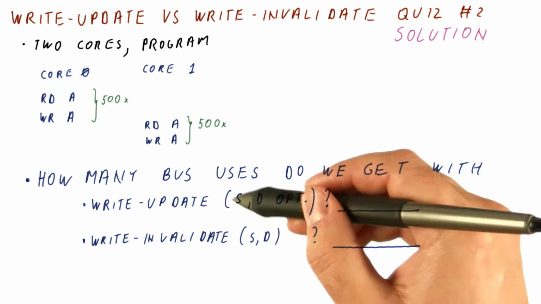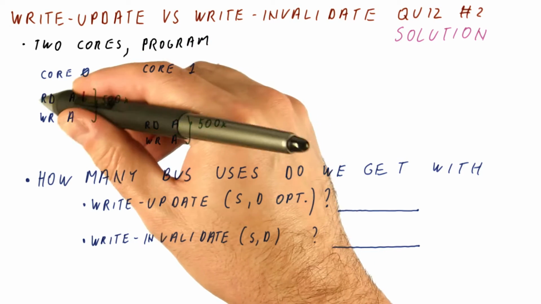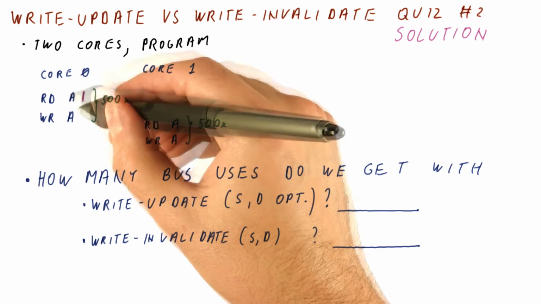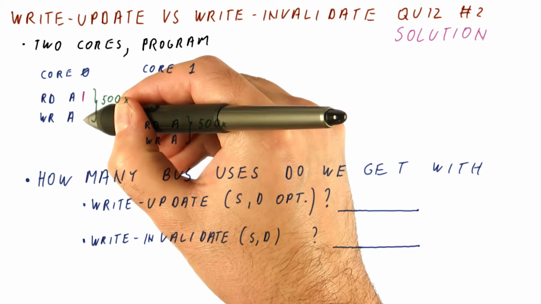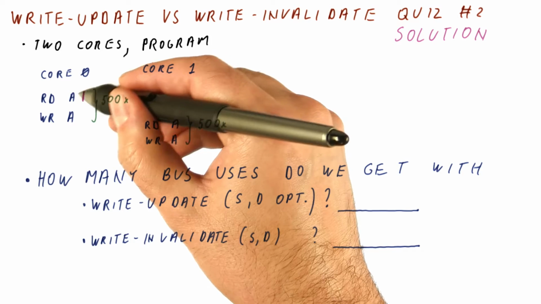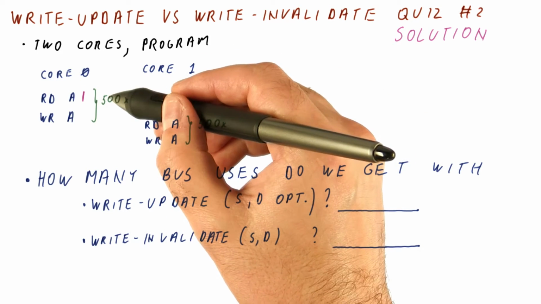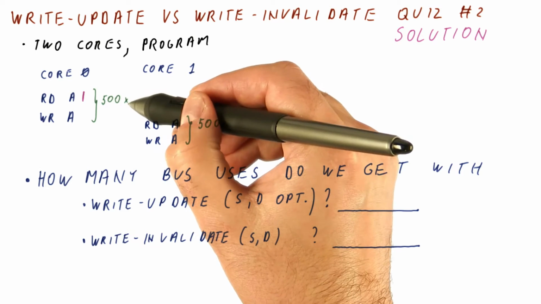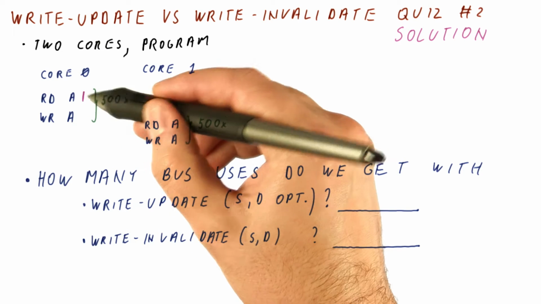This time the write update protocol is going to have one bus access here to read, because this is a miss. Because there is no sharing, the write doesn't need a write access, because we know that we privately have this thing in our cache. So this is what happens the first time. In the remaining 499 iterations of this, nothing else happens. We just hit in our cache.